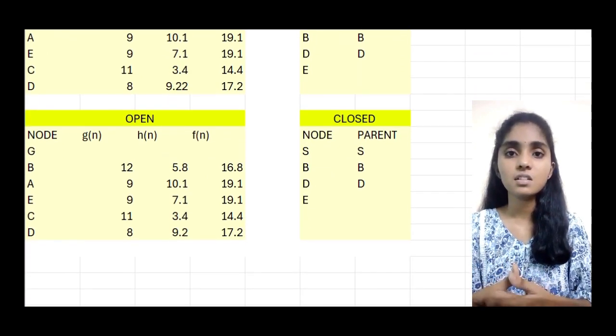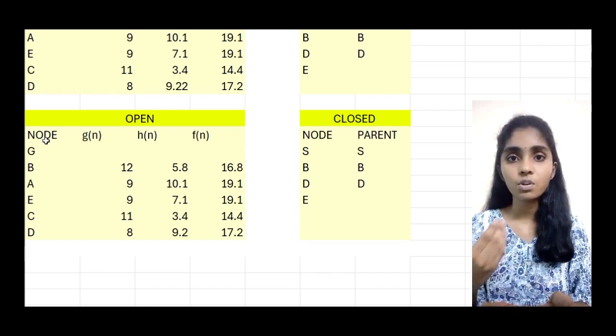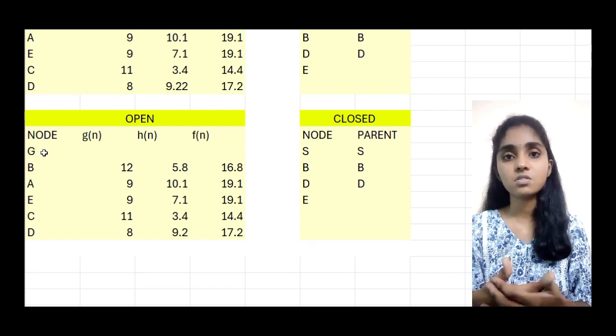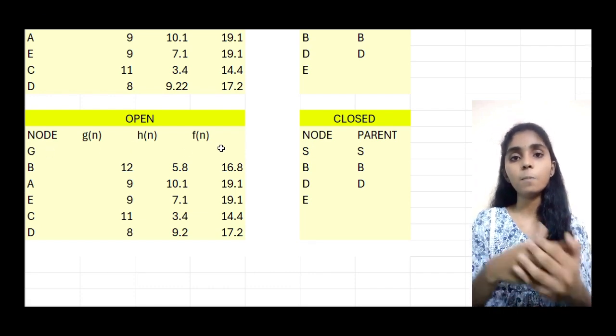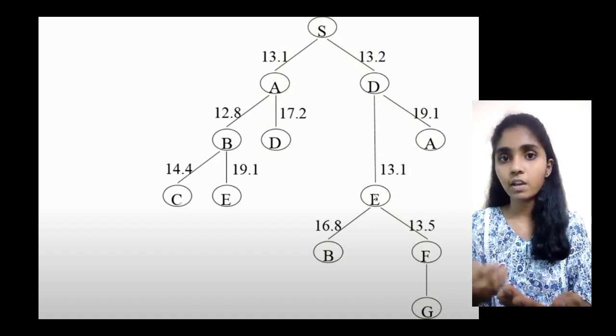After generating the successors of F, we can see that the successor of F is G, which means we have reached the goal state. And the optimal path is S to D, D to E, E to F, and F to G.